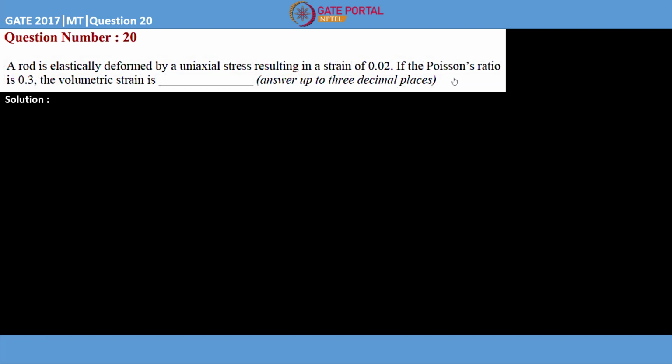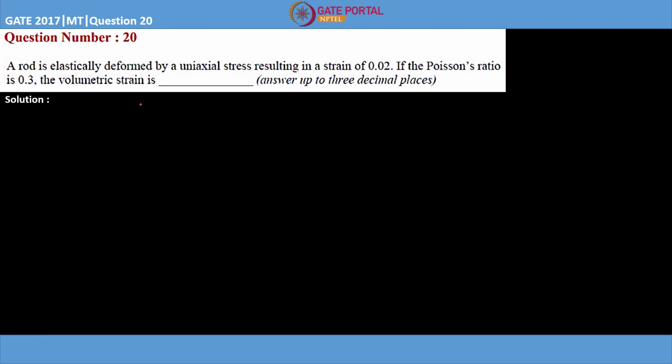So this is question number 20 of GATE 2017 Metallurgical Engineering. A rod is elastically deformed by uniaxial stress resulting in a strain of 0.02. If Poisson's ratio is 0.3, the volumetric strain is.